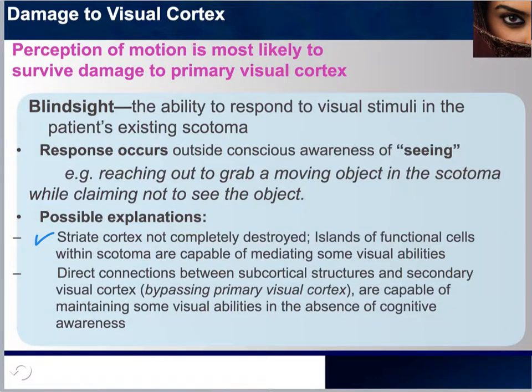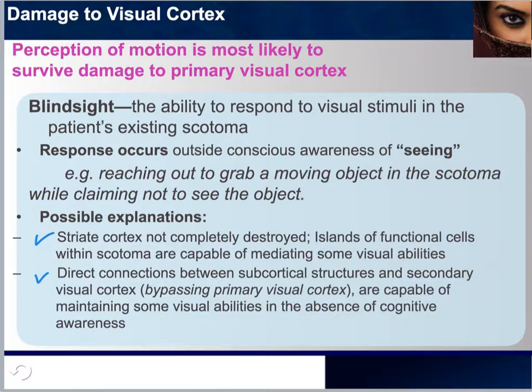The second possible explanation, which also has some support, is that there may be direct connections between subcortical structures and secondary visual cortex that basically bypass the primary visual cortex. These are capable of maintaining some visual abilities in the absence of cognitive awareness.